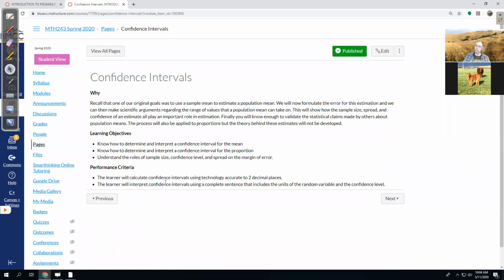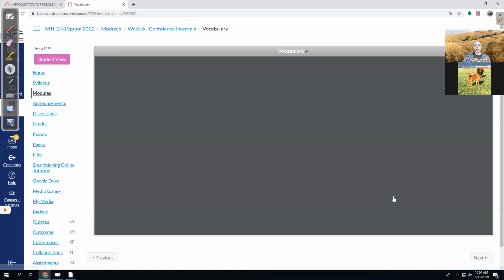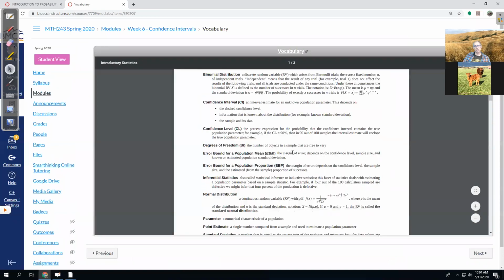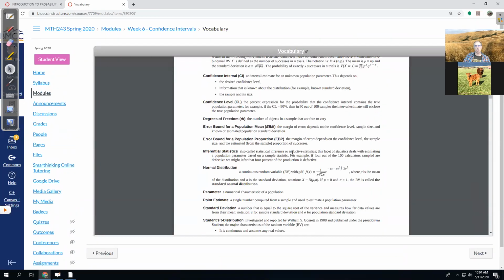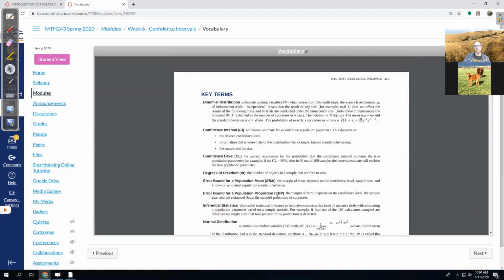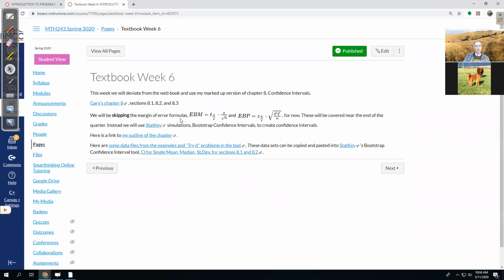Read this right here. This is the goals for this week. I'm not going to read it for you, but I'm going to do a presentation that kind of covers that in just a moment. Vocabulary. So this is a quick snapshot of the new words and phrases that are going to come up in this chapter that you want to take a look at. And the key terms are always at the end of each chapter.